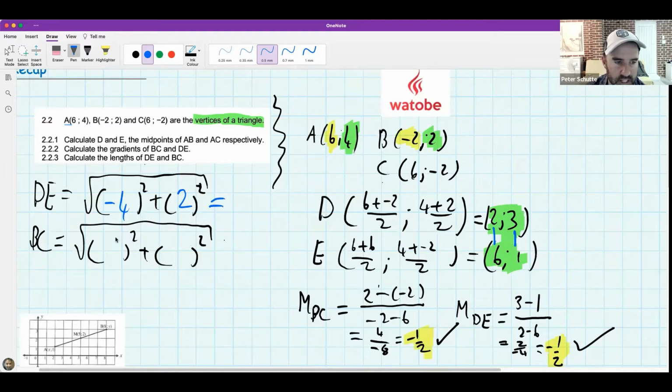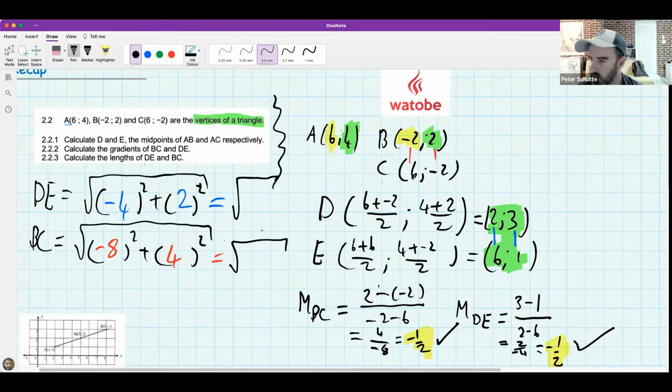So see what you get for DE and then see what you get for BC. So BC -2 minus 6. That's -8. Then 2 minus -2 is 2 plus 2, which is 4. Let's see if you agree with me. Okay, Leander, you lost by the gradient of BC.